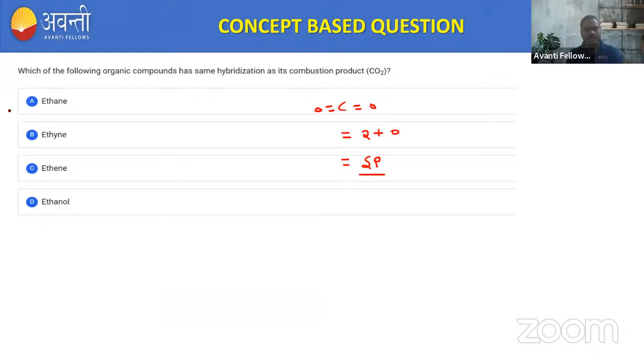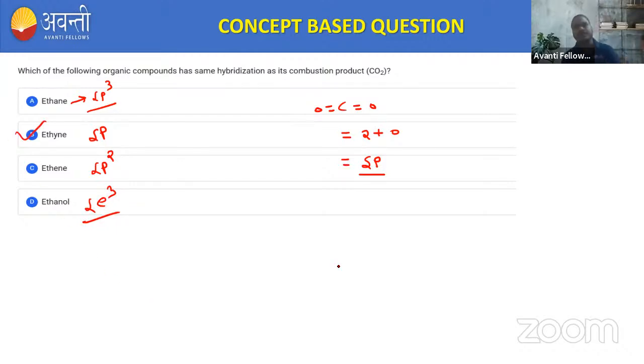Hybridization is sp, right? Now ethane, we all know that ethane has hybridization sp3, ethyne has hybridization sp, ethene has hybridization sp2, ethanol has hybridization sp3. So which of the following is correct, beta?